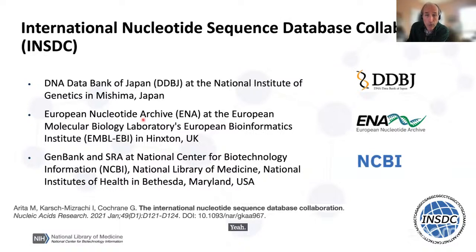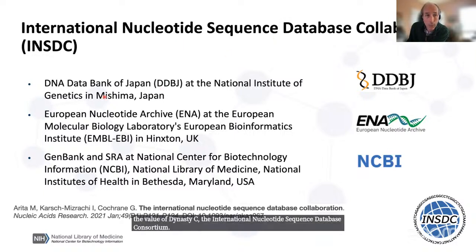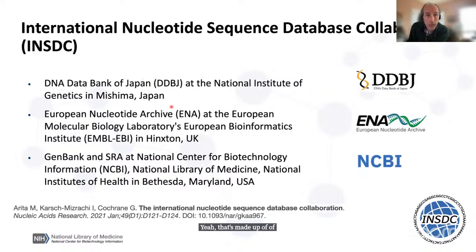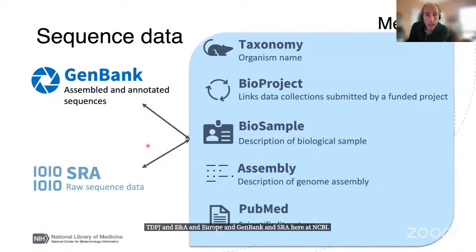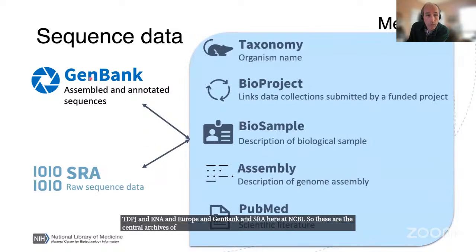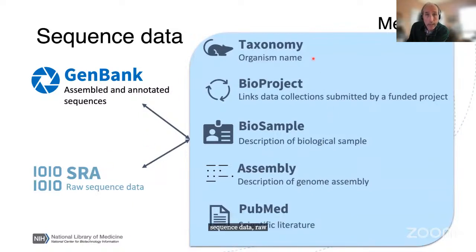Just being able to talk about growth and scope like that really emphasizes the value of the INSDC, the International Nucleotide Sequence Database Consortium, that's made up of DDBJ and ENA in Europe and GenBank and SRA here at NCBI. These are the central archives of sequence data, raw read data, and all of the associated metadata that goes with them: taxonomy, BioProject, BioSample, the assemblies, and linking out to the literature.